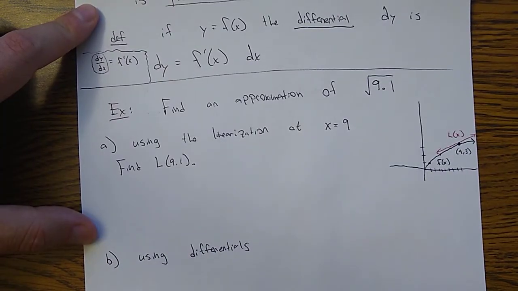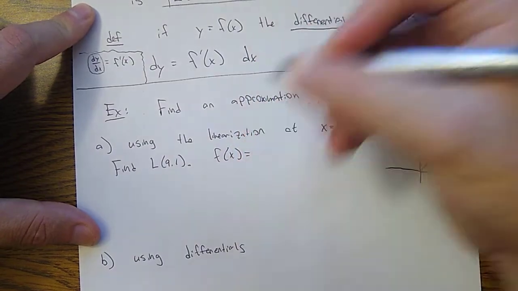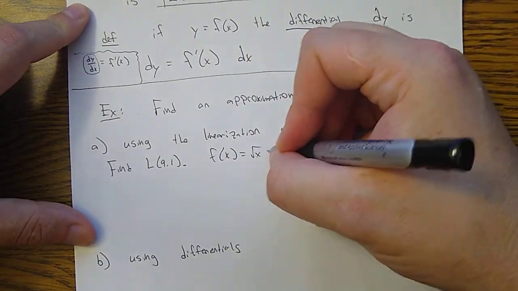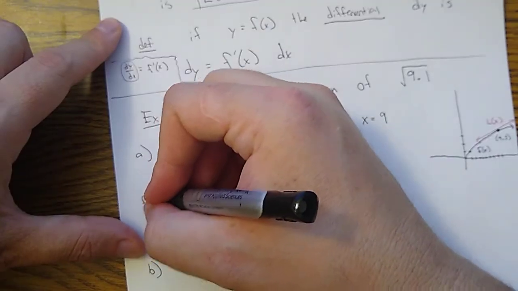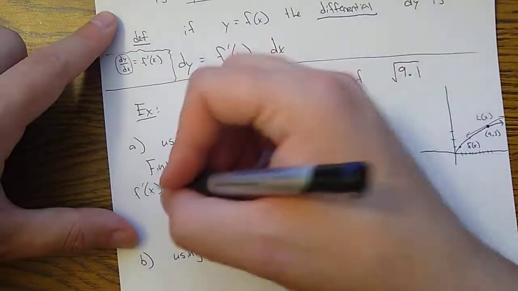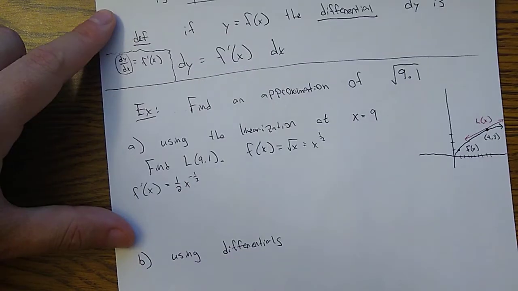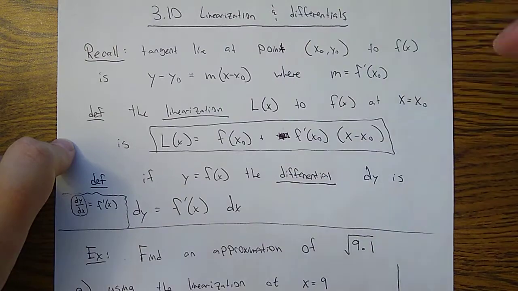Of course, now I have to do it. F of x is the function I'm dealing with, the square root of x, which is x to the 1/2. I know I'm going to need the derivative, so let me find that: 1/2 x to the minus 1/2. And now let me start putting together the linearization.